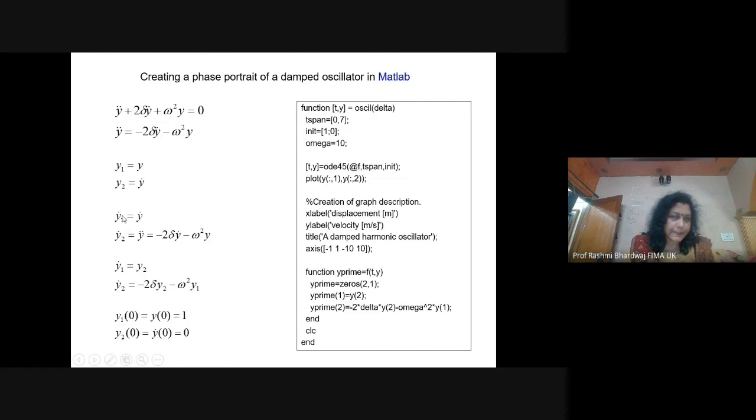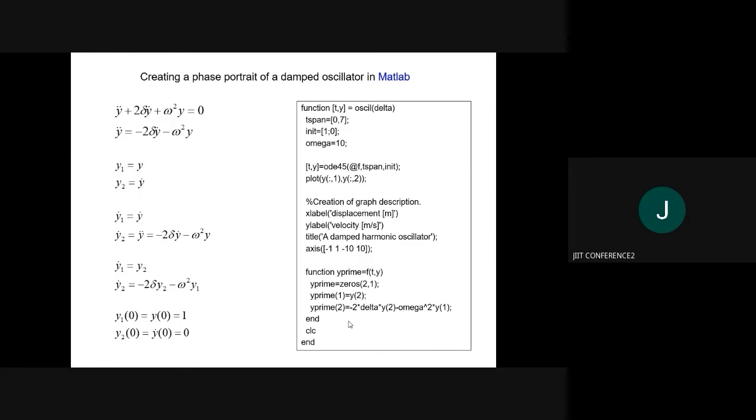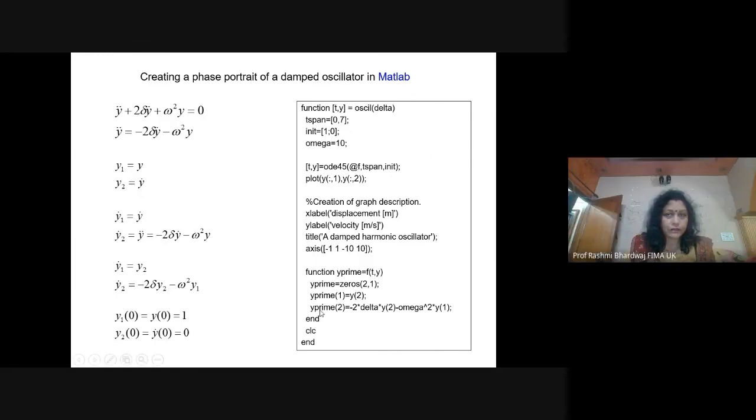Clear? So y1 is y and y2 is y dot. So this is a plot between y and y dot. Yes, ma'am. So this is the plot which we have used to find out that phase space. I think this is your question.